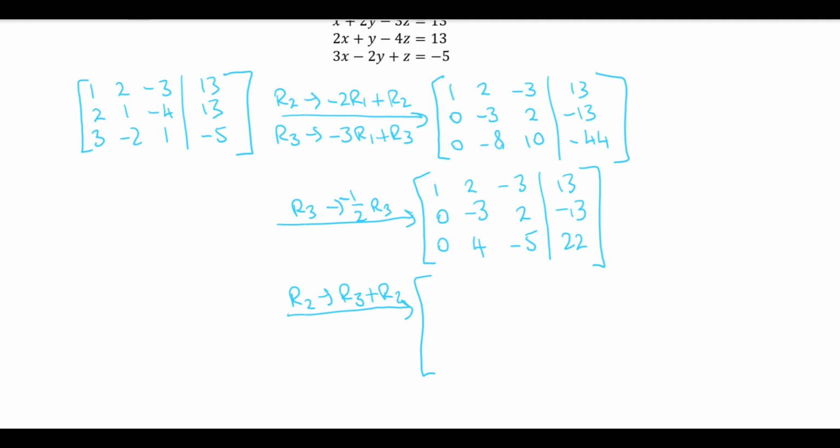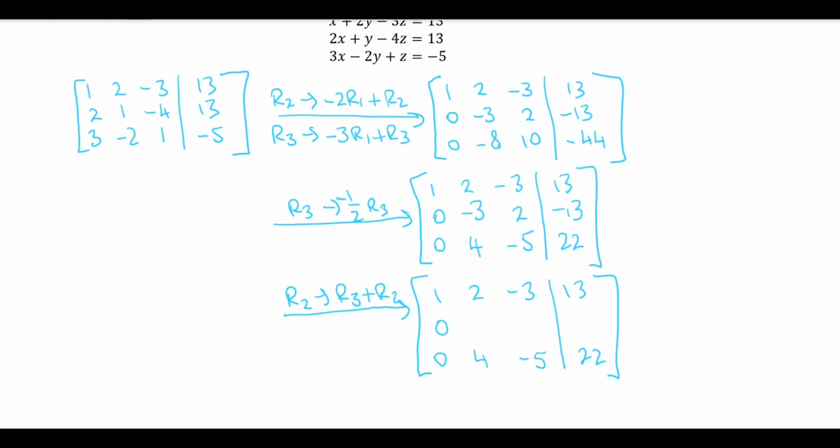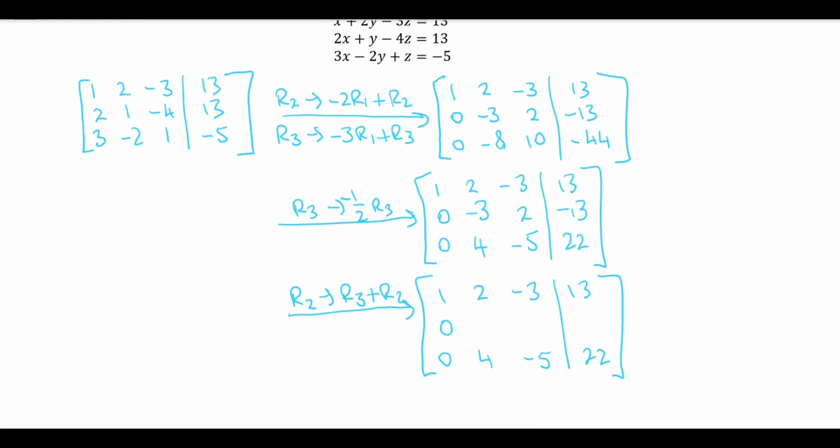Row 1 is going to stay the same. Row 3 is going to stay the same. But row 2, that one has row 3 added to it. So adding 0 to 0 is still just going to be 0. 4 and 3 is 1. Minus 5 and 2 is minus 3. And 22 minus 13 is 9. That took me too long.